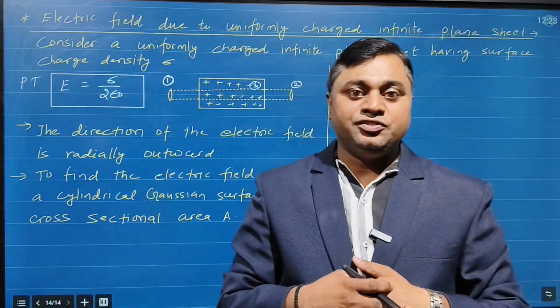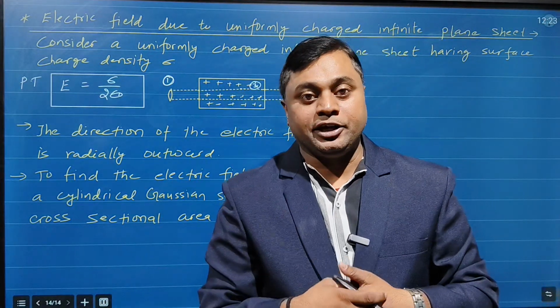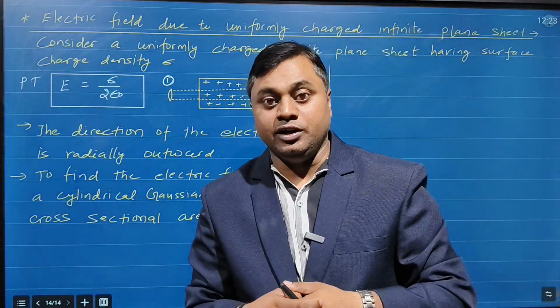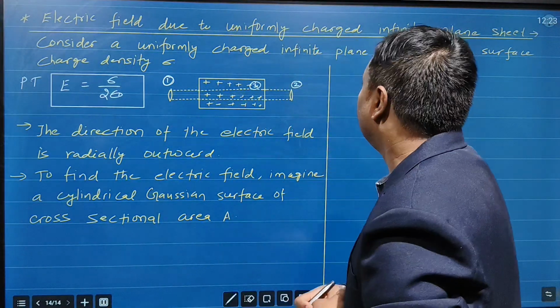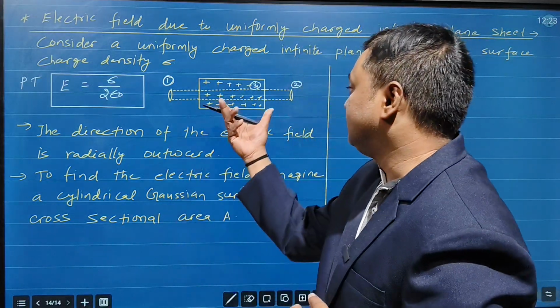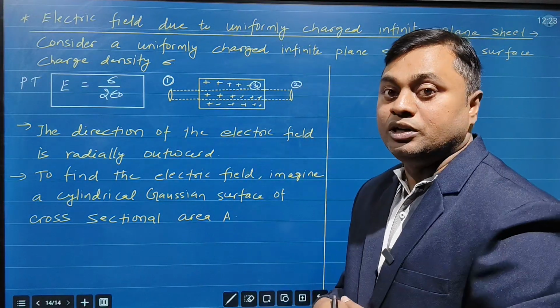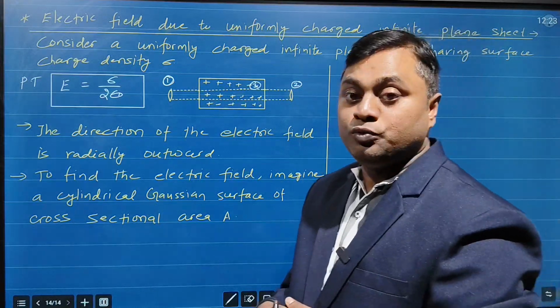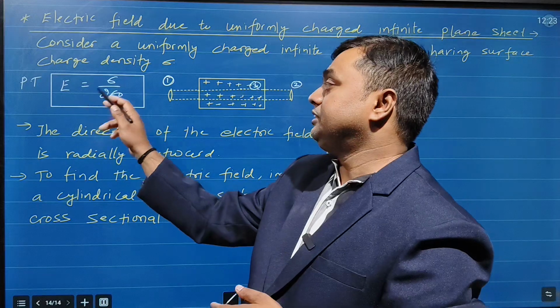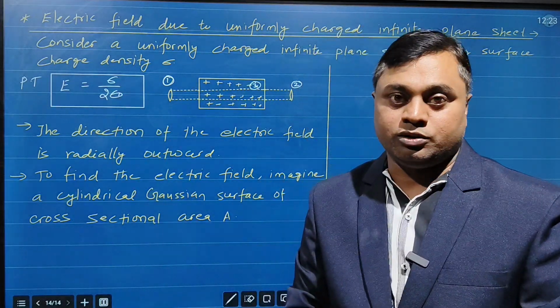Hello everyone. In this video, we are going to learn one of the applications of Gauss's law. We are going to derive the expression of electric field due to an infinite plane sheet of charge. You can see this is a plane sheet of infinite length. So we have to prove that the electric field due to an infinite plane sheet of charge is E equal to sigma by 2 epsilon naught.